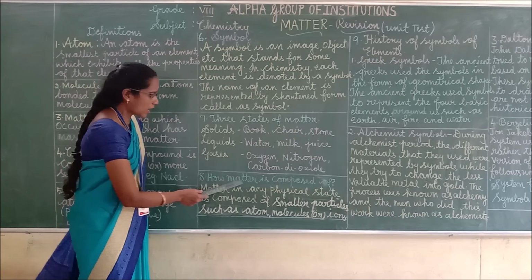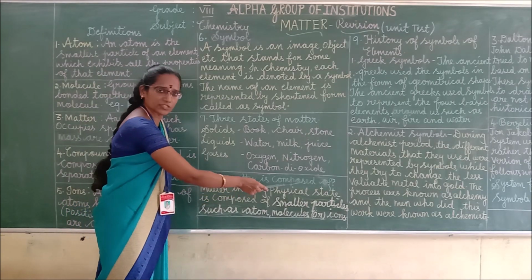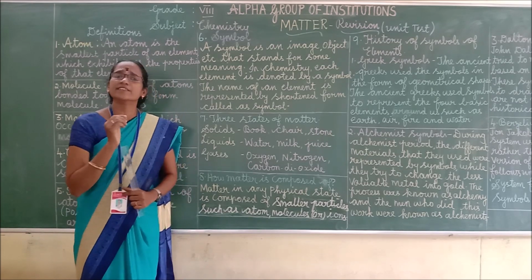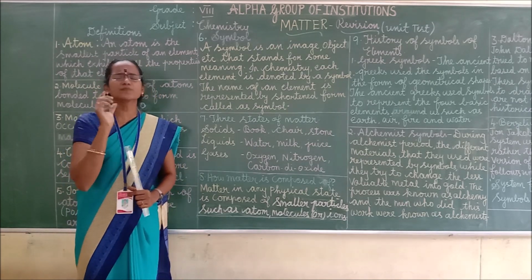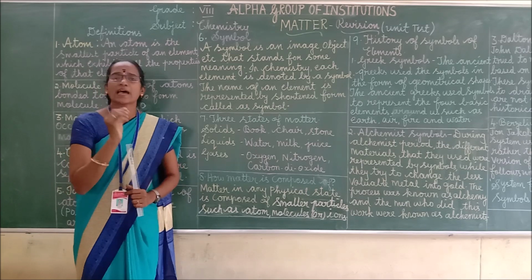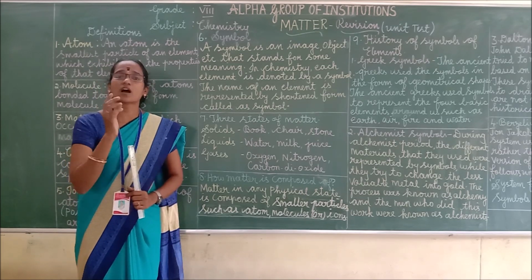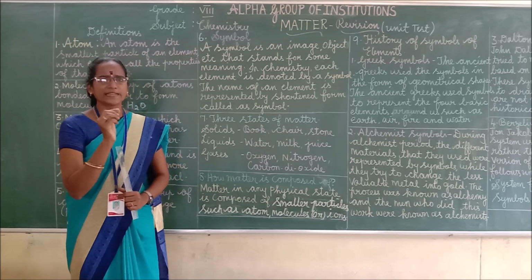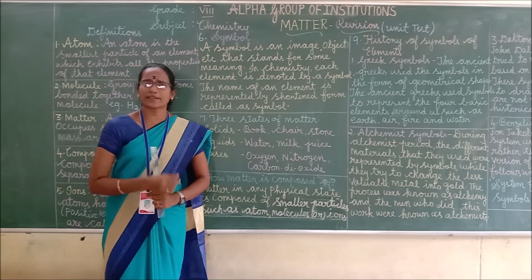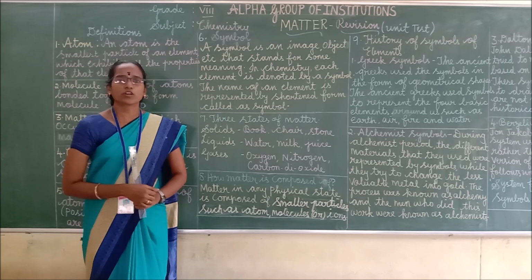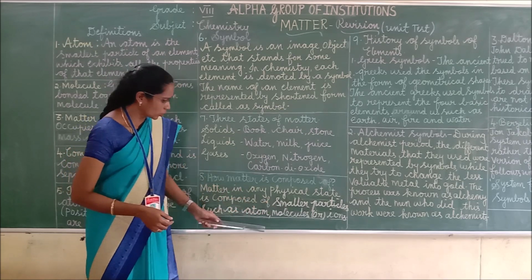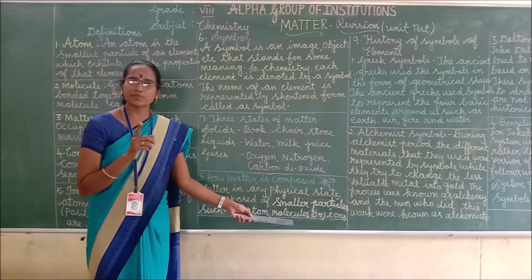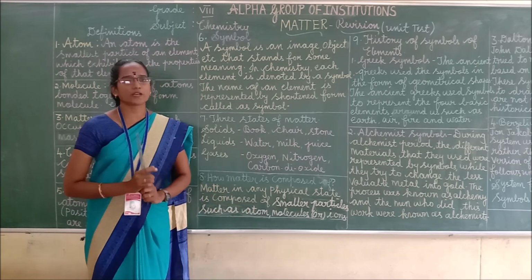Next question. How is matter composed? Matter in any physical state is composed of very smaller particles such as atoms, molecules, or ions. Atom is a very smaller particle, a minute particle. These molecules are made up of atoms only. Hence, atoms are the building blocks of matter.